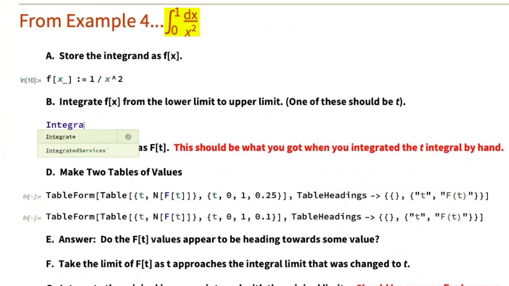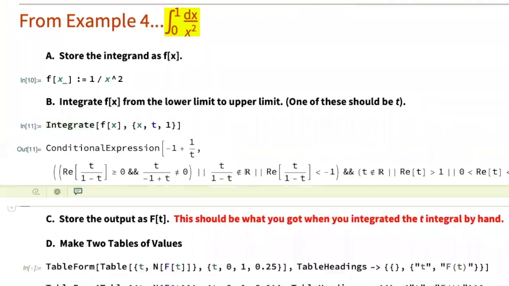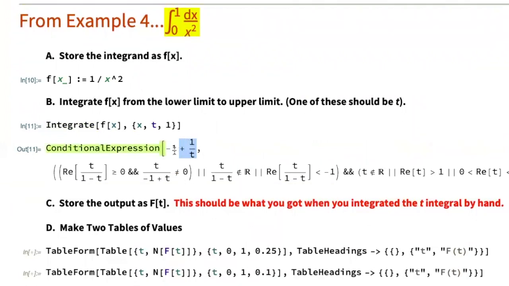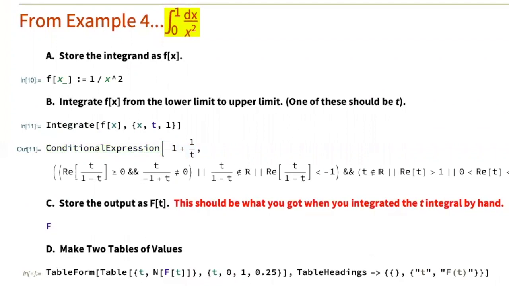So I'm going to say integrate my f of x as x goes from, and if you remember this example, it was 0 that caused a discontinuity, so that's where my t should be. So t to 1, shift enter. Okay, now again, in this case, I got a conditional expression, and when that happens, I'm just going to take only the first part and ignore the rest. And this again should be what you got when you integrated the integral by hand. If you have your notes, you can see that that's true.